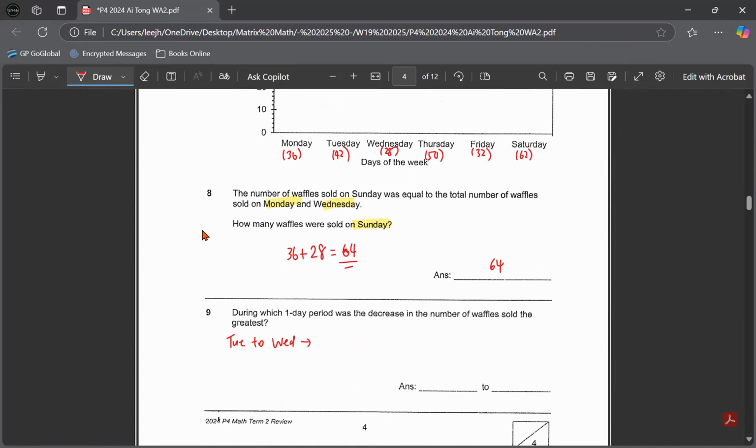What is the decrease? So Tuesday is 42, Wednesday is 28. So we look at the decrease, 42 minus 28. Okay, from Tuesday to Wednesday is a decrease of 14.